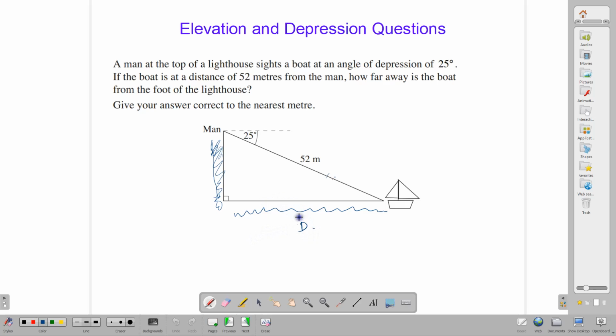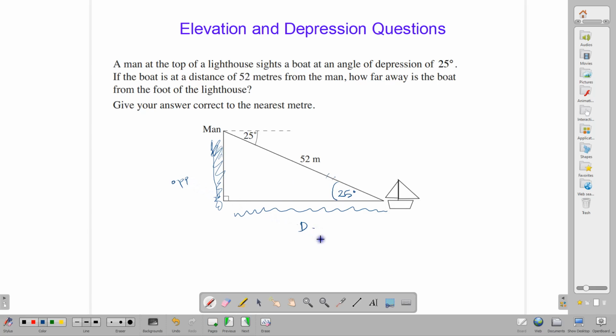All right, so here we want to find this distance, the distance from the boat from the foot of the lighthouse. All right, because we have this 25 degree here, this angle of depression is the same as the angle of elevation here, so we can put our 25 in the triangle and use it here. This side would be our opposite. We are not using it, nothing on it.